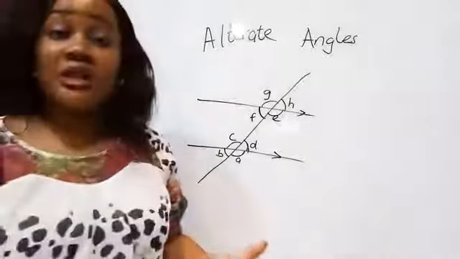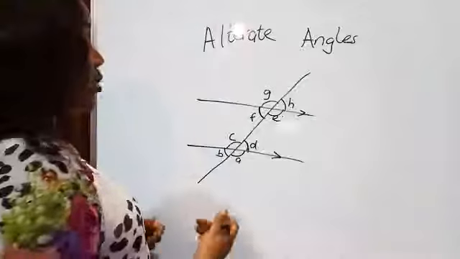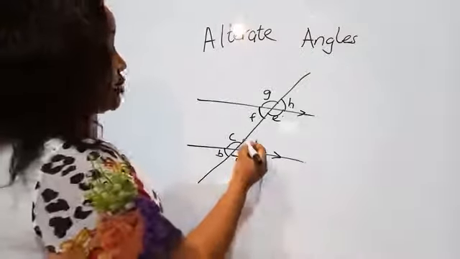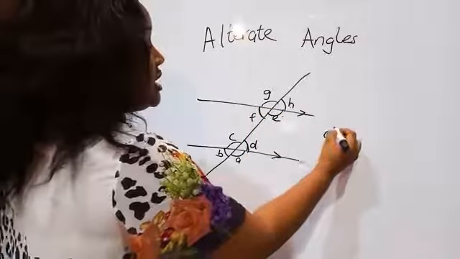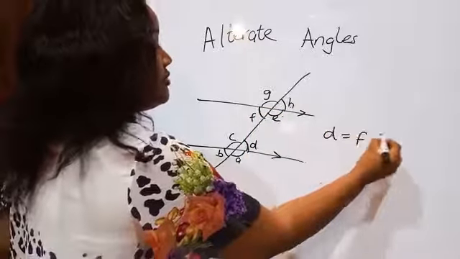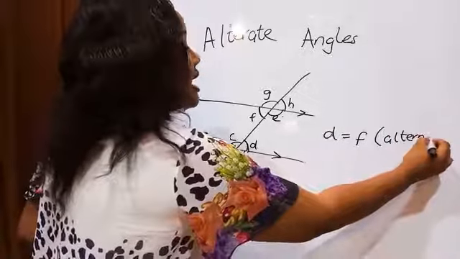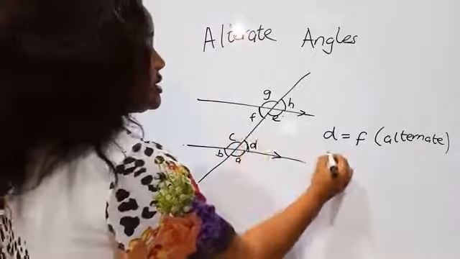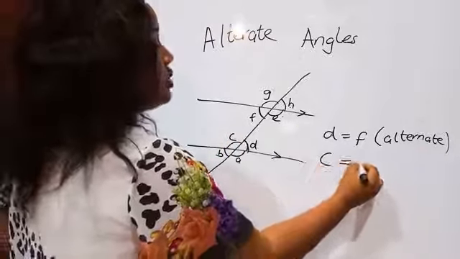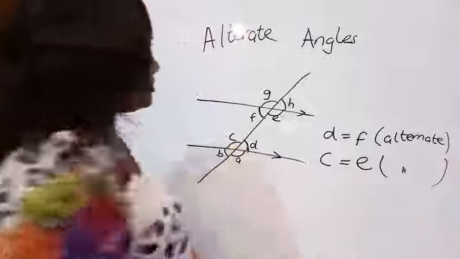Now, like corresponding angles, alternate angles are equal. Now here, we have alternate angles to be D and F. So D equals F, they are alternate angles. And C equals E. C equals E for the same reason.